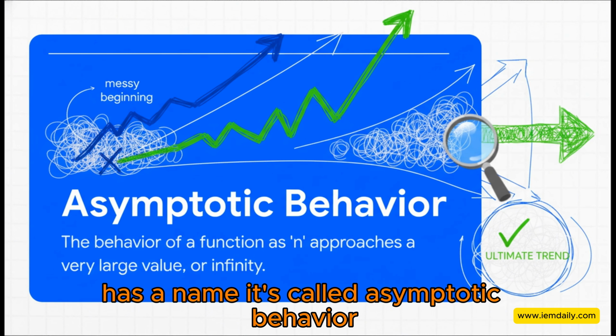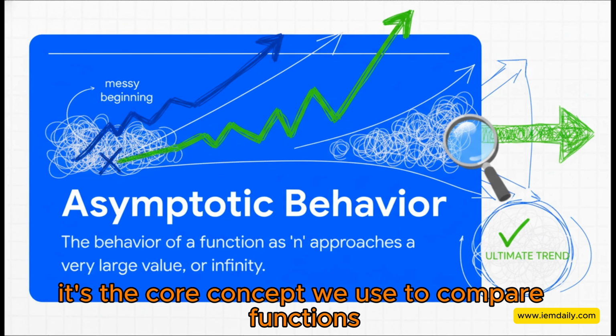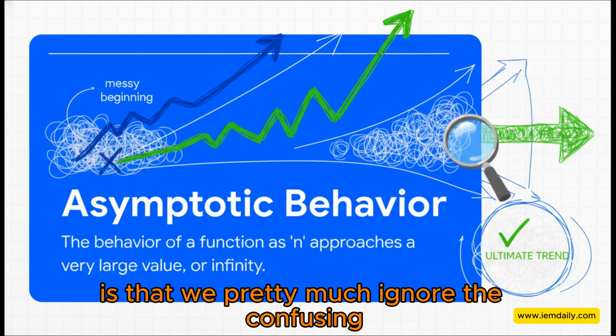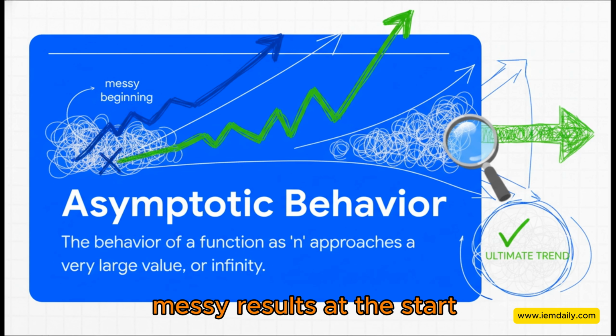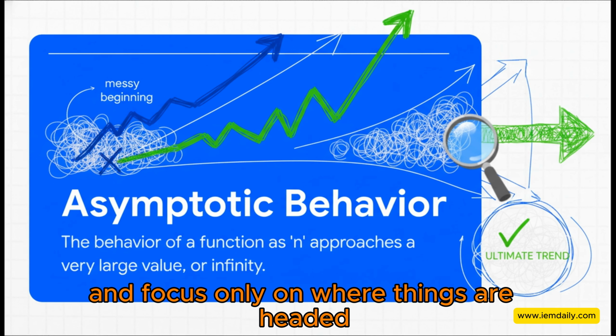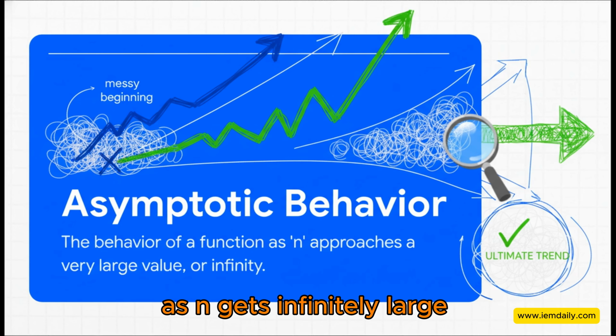This whole idea of focusing on the long term has a name. It's called asymptotic behavior. It's the core concept we use to compare functions. All it really means is that we pretty much ignore the confusing, messy results at the start and focus only on where things are headed as n gets infinitely large.